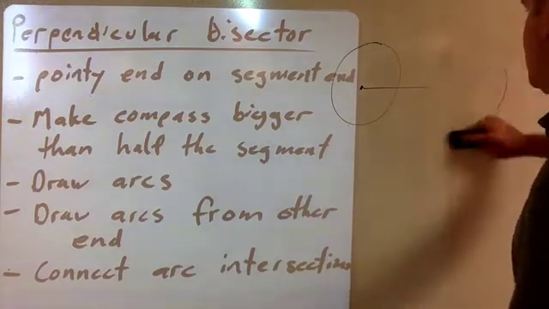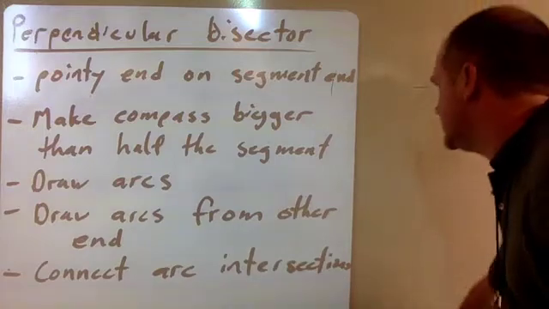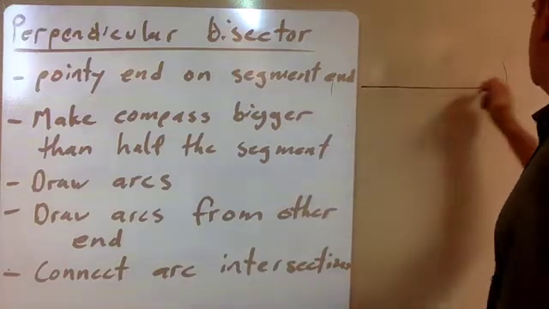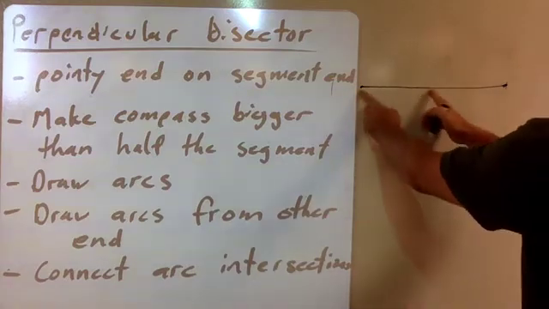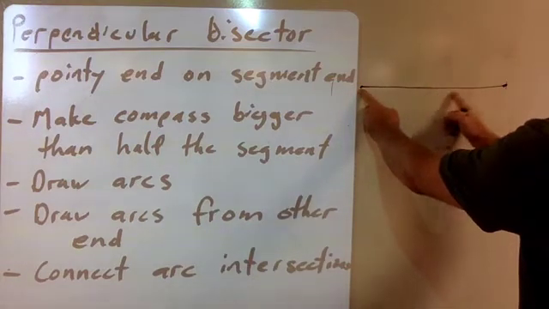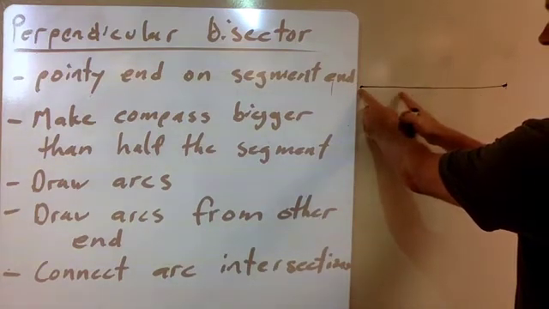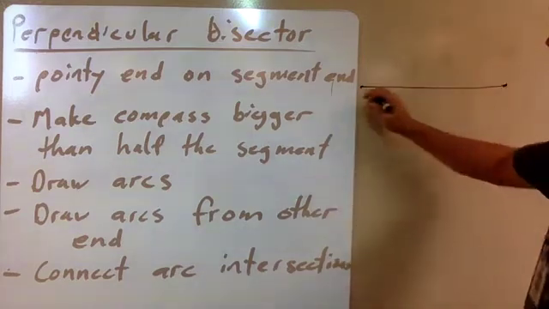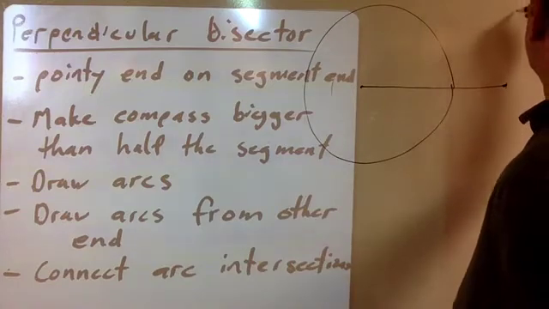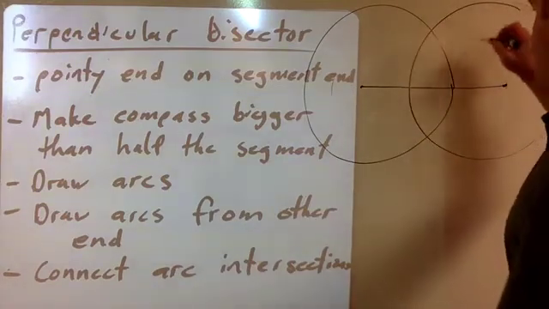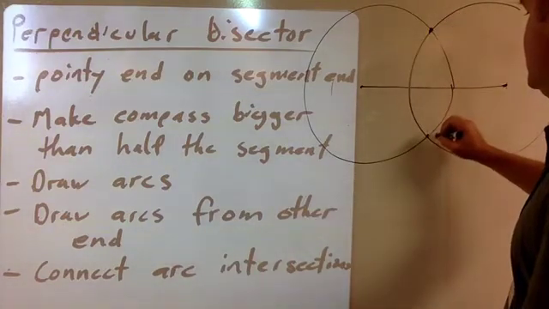All right, so the radius of the circles has to be the same, and it has to be more than halfway, so about somewhere in here. If they're too little, they're not going to intersect. So we want to make circles that are the same size around each end of our segment, and then they're going to intersect here and here.